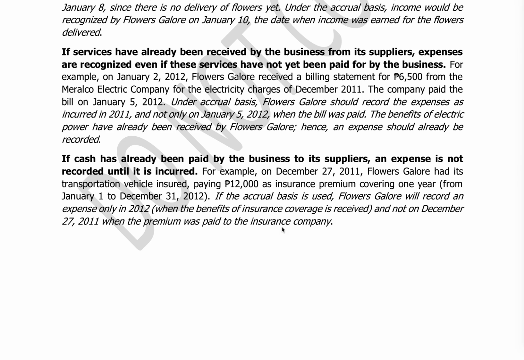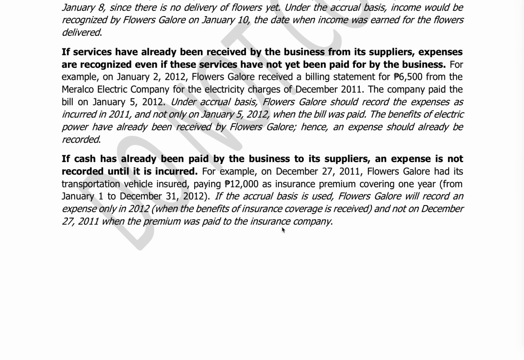So here, what is the lesson here? If services have already been received by the business, o ikaw yung nangailangan ng service, kung kailan ni-render sa iyo yung service na gusto mo, doon mo i-recognize yung expense. Yun sinasabi dito. If the services have already been received by the business from its suppliers, expenses are recognized even if these services have not yet been paid for by the business. So, kahit late pa na bayaran ni business, usually late yun kasi ibibill pa. Bakit? Kasi may timing.